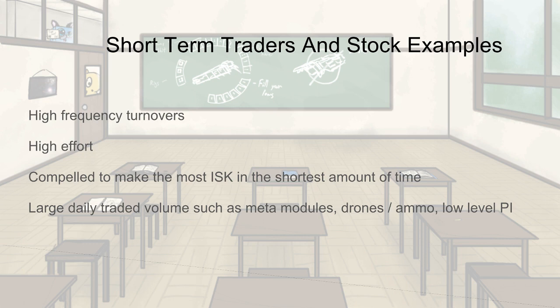So popular meta modules, drones, ammo, faction variants of it is fine. Low-level PI. Why is low-level PI a good thing to trade for short-term traders? Because not everyone has a dozen PI toons that they can call on to go through the entire harvesting and processing of PI. A lot of people like myself just focused on processing. I bought and sold my inputs in Jita. So that's why low level PI is going to be a good item for a short-term trader, because people will dump it and then people will want to buy it, and then you can play both sides.